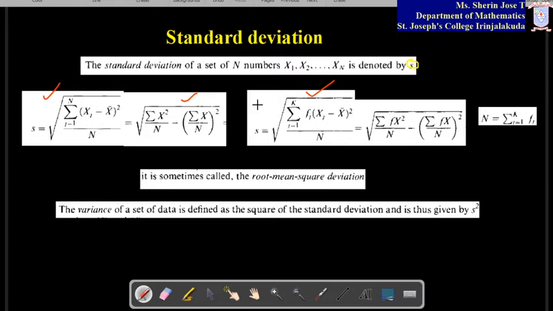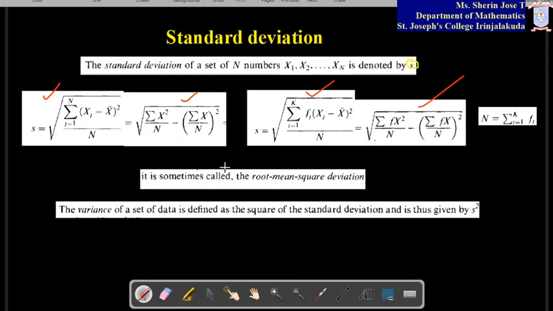In a similar way, if the frequency distribution is given, you have to multiply the frequency with each class mark, then proceed. For calculation purposes, you can use this formula: find f into x square, find the sum, divide by n, minus (sigma fx by n) whole square, which is the square of the mean. Once you find the mean, you can find its square and get the solution. Actually, here we have nothing new, you only have to apply the formula for the given data.